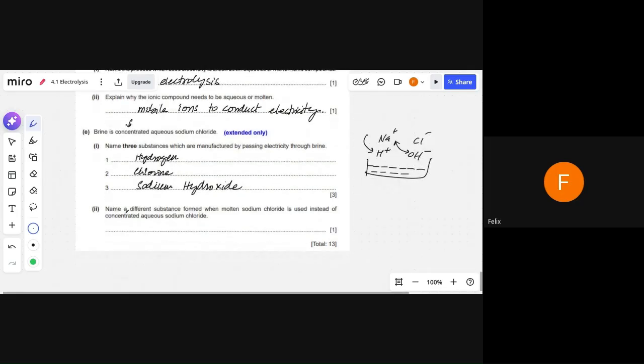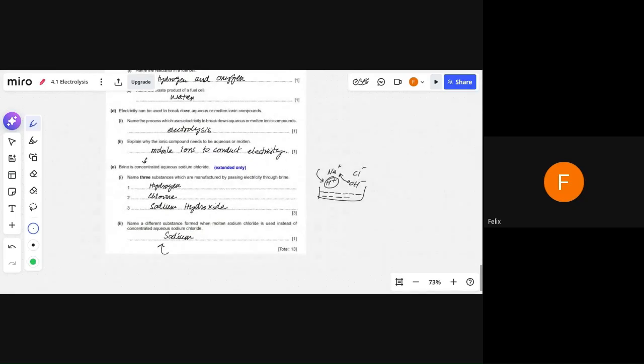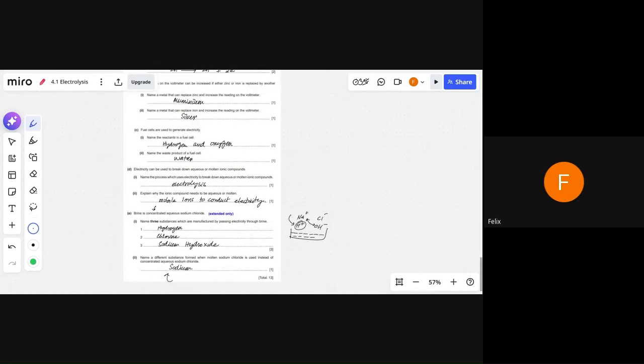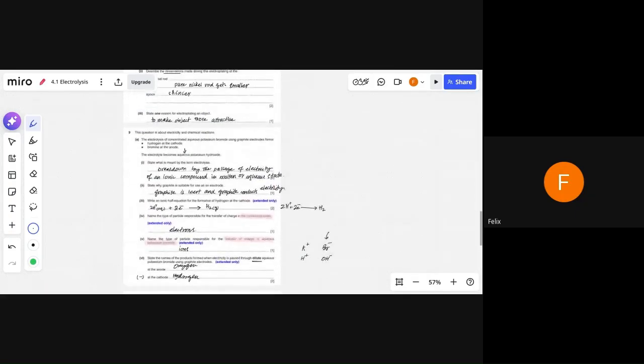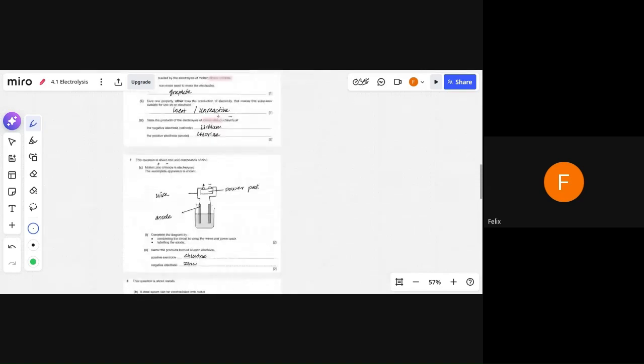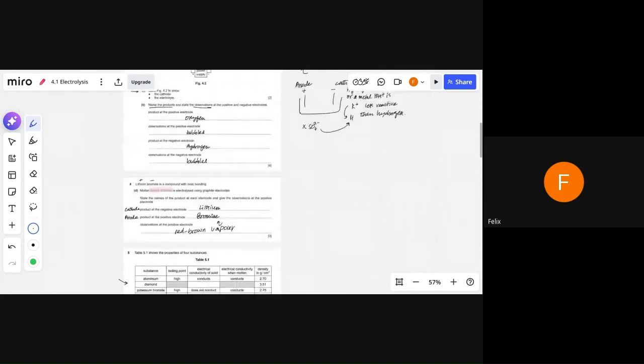Okay, so name a different substance formed when molten sodium chloride is used instead of concentrated aqueous sodium chloride. Since we don't have H plus from water now, it will be sodium. Pretty tricky question this was. This is how you will be answering questions about electrolysis. I think I've covered almost all the types of questions which can come up on the exam. So I think we can conclude the lesson here.